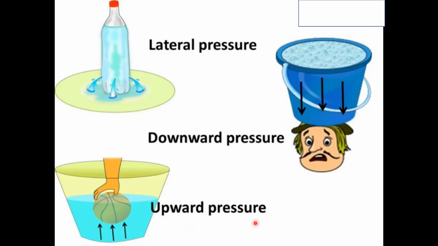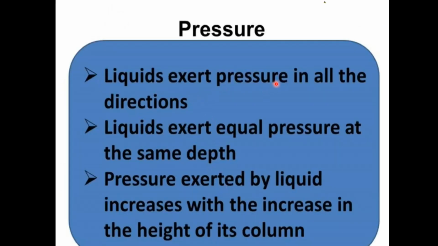So, I can conclude that liquids exert pressure in all directions, not only downward but also sideways and also upward. Liquids exert equal pressure at the same depth. Then the pressure exerted by the liquid increases with increase in the height of its column. As I've said, pressure at the bottommost layer will be more when compared to the pressure at the topmost layer. Understood, children? I hope you have understood the definition of pressure, and also you saw how pressure is exerted by the liquid in the container, not only downwards but also in all directions.